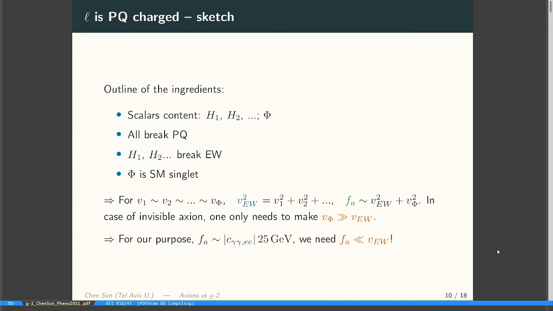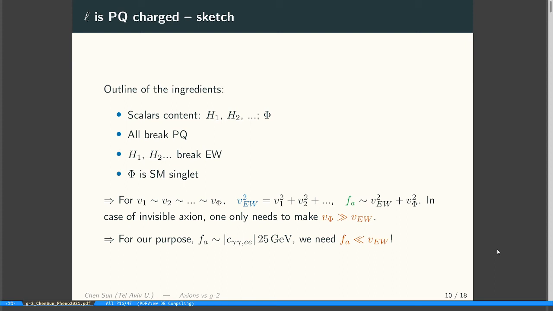Okay, and immediately you notice that there is a big difference compared to the usual axion, what we call the invisible axion. In those cases, what we want is to raise the decay constant to be way above the electroweak scale, and that can be easily achieved by having a large VEV for this PQ scalar phi.